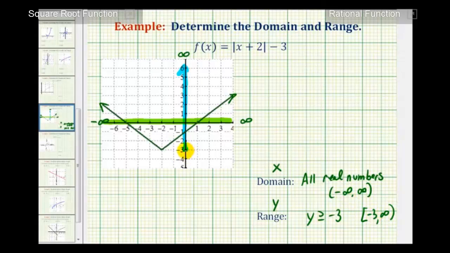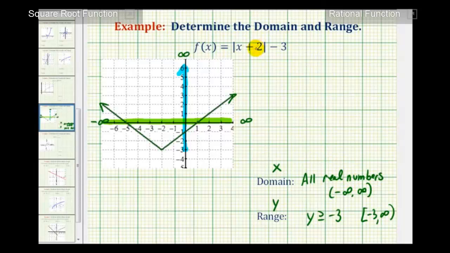Now, if we didn't want to make a graph and we knew a lot about the properties of the absolute value function, we could use reasoning to determine the domain and range. What I mean by that is we could think to ourselves, what are the possible values of x that we could use to substitute in here and then evaluate the function? And the answer is we could use any real number here, add 2 to it, take the absolute value, and then subtract 3. And that's the reason why our domain is all real numbers.